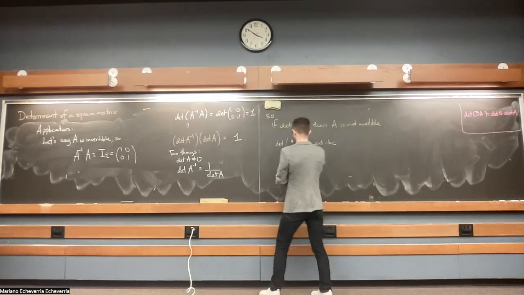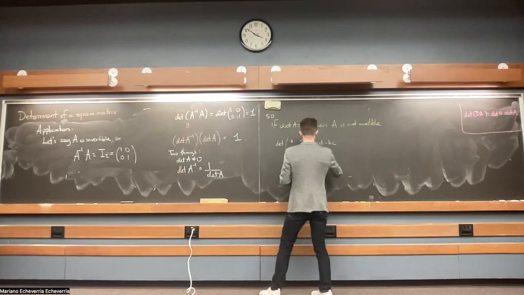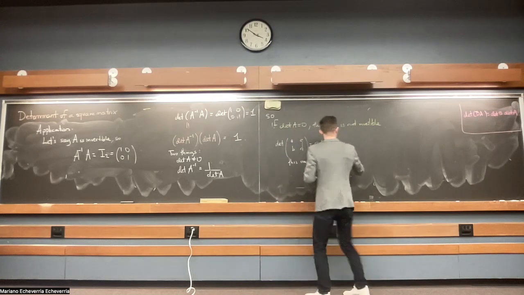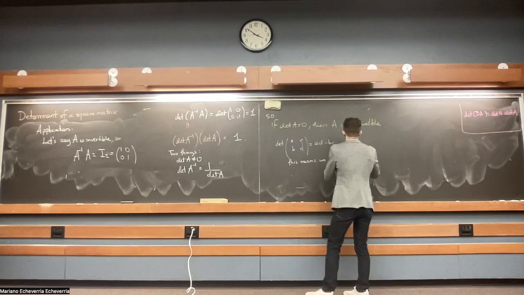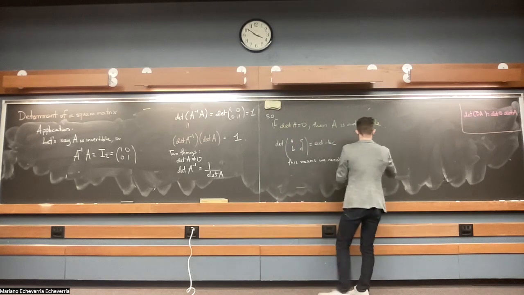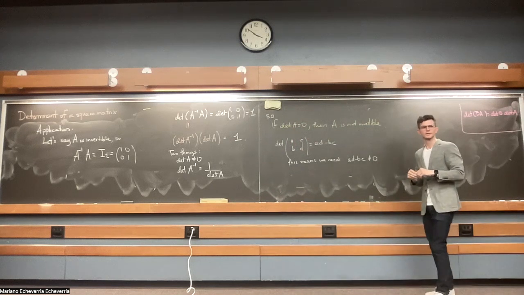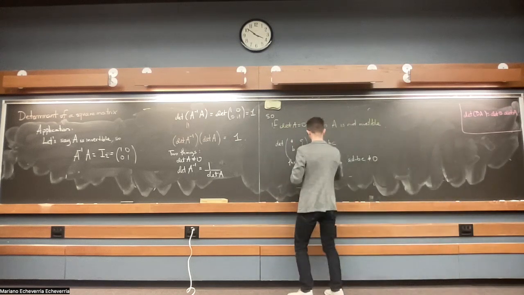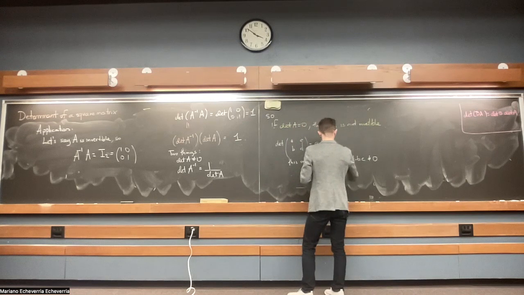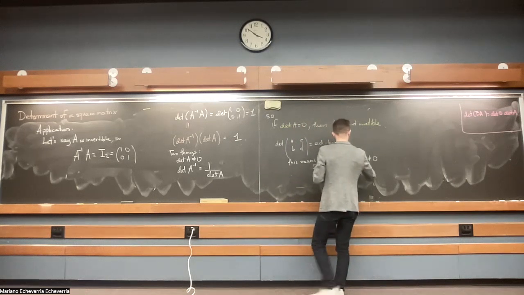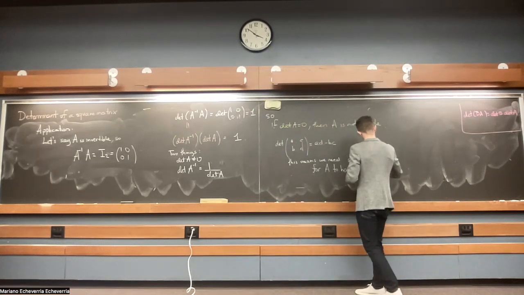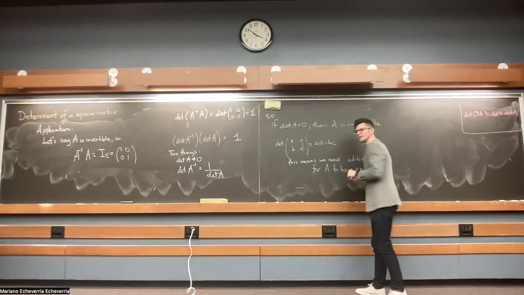So this means we need, sorry, we need AD minus BC to be different from 0 for the matrix to have an inverse. Is that making sense?